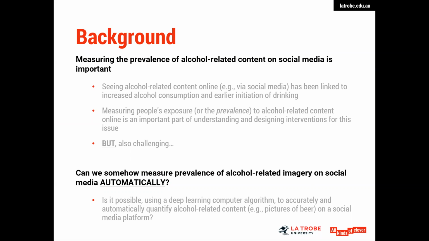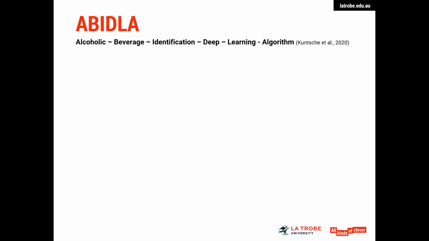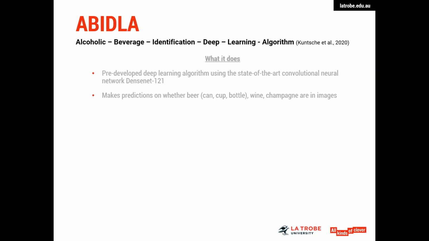So what we wanted to know is whether or not it's possible to measure this prevalence automatically using a deep learning algorithm. So to test this, we turned to ABIDLA, the Alcoholic Beverage Identification Deep Learning Algorithm, which was developed by my colleagues at La Trobe to predict whether images contain specific alcoholic beverages, including beer, wine, and champagne.